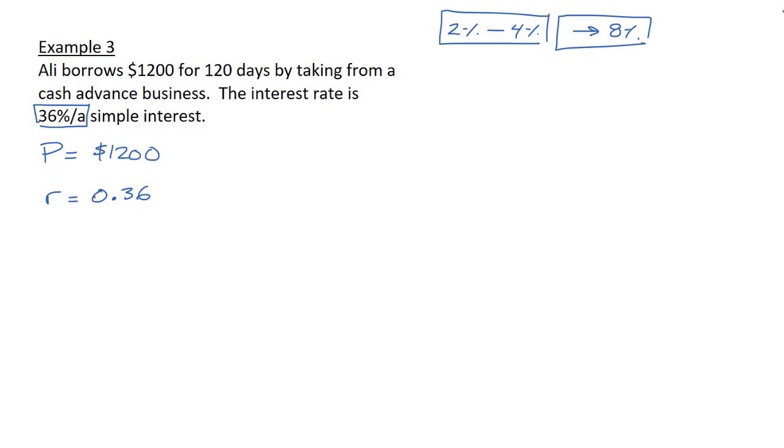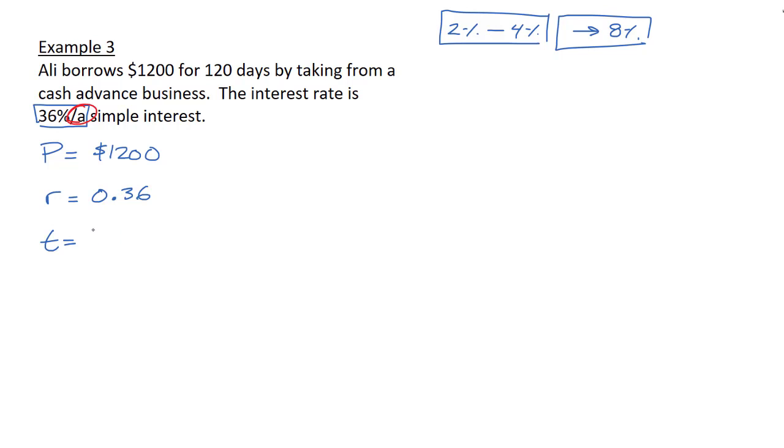All right, so the rate is 36%, 0.36. Now, the time is in years. It's per annum. Remember, we're talking about per year. So you do not set the T to 120. That's the mistake everybody makes. It's not 120 years, it's 120 days. It's less than a full year.